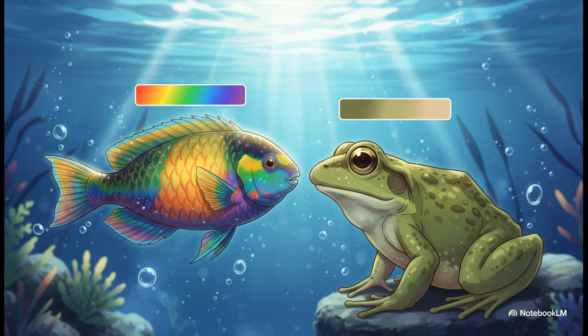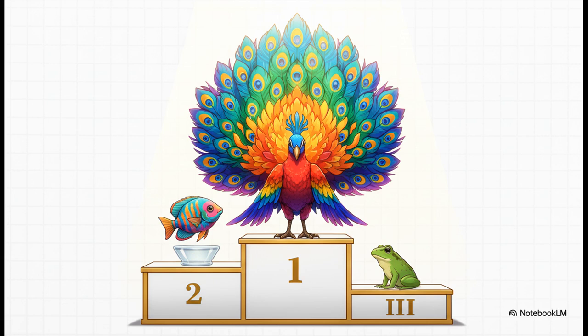Let's look at another one. In a one-on-one showdown for vibrancy, the fish is more colorful than the frog. There's our comparative rule for long words in action. But then, if we add a bird to the competition, the whole game changes. Now the bird is the most colorful of all. You see that? We went from a simple comparison to crowning the ultimate champion.